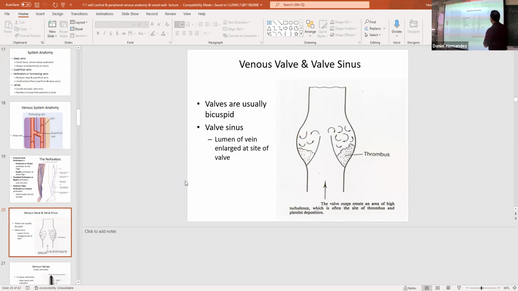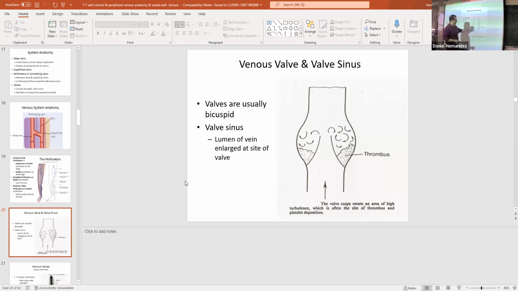This is a little schematic showing how the venous valves are constructed. They're bicuspid, meaning there are two leaflets. These are the two leaflets of the valve that swing open and shut. They have a valve sinus. This is a part of the vein where it starts to bulge or dilate, and it's the insertion site where those valves are attached.